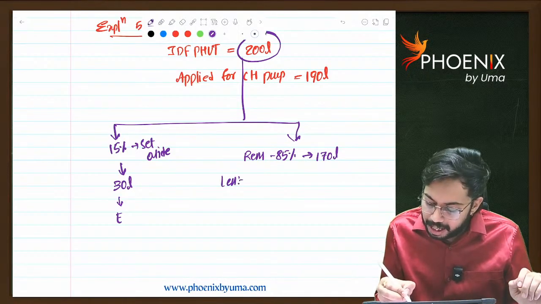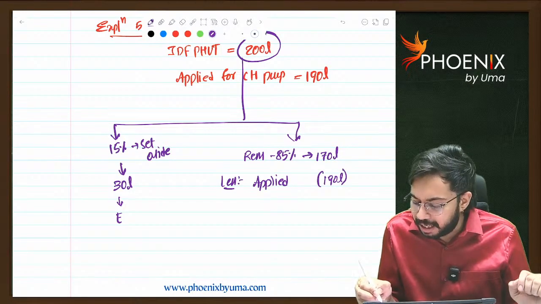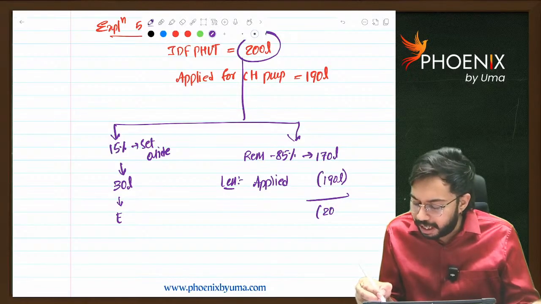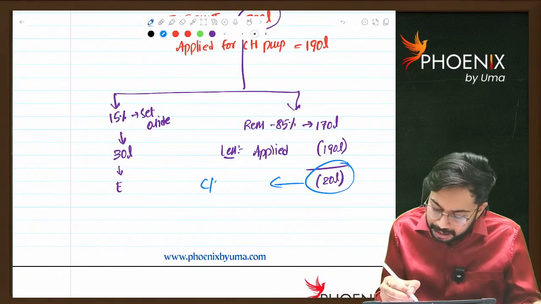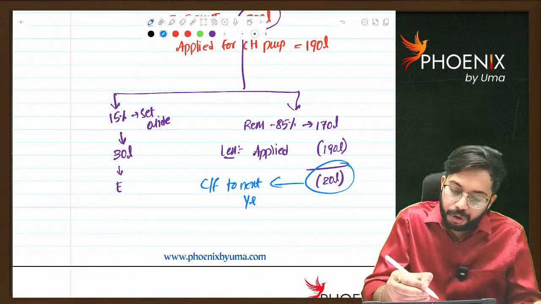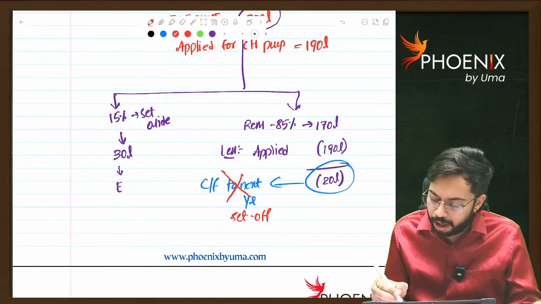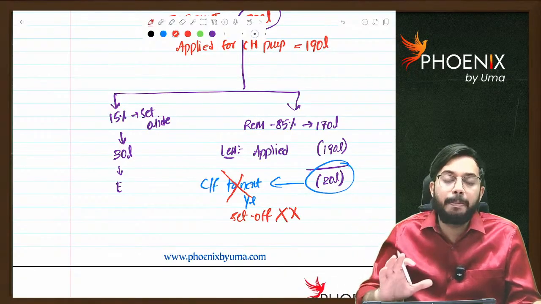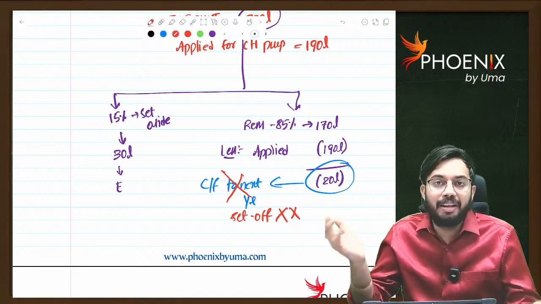Out of 170 lakhs, how much have you applied? You have applied 190 lakhs. Whether 190 lakhs is allowed? No. So here there is a deficit of 20 lakhs. There is a deficit of 20 lakhs. Can you carry forward to next year? Answer is no. You cannot carry forward to next year. It cannot be carried forward and it cannot be set off. Are you able to understand? So excess application in current previous year, you cannot carry forward and you cannot set off with any other income.